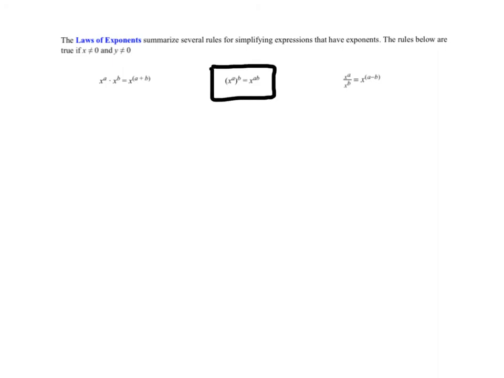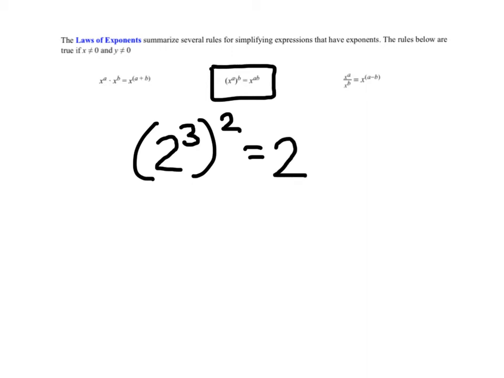Okay, now let's talk about this one. This shows a base number taken to a power with a parenthesis around it and then another power. So let me use 2 again. Let's say I had something like this: 2 cubed in parentheses, and that's getting squared. According to this law of exponents, that should equal the base number 2, and then 3 times 2, which is 6. So that should equal 2 to the 6th power.